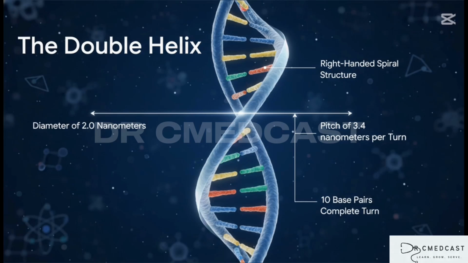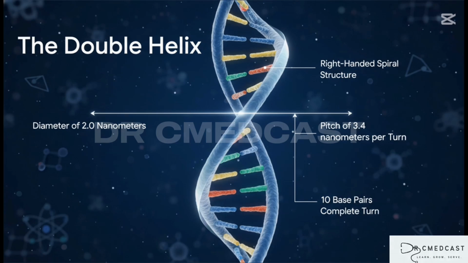So when you put all of that together, you get the famous double helix. It's a right-handed spiral, kind of like a staircase that you climb by turning clockwise. And its geometry is incredibly precise. Each full turn of this spiral is 3.4 nanometers long and contains exactly 10 base pairs.